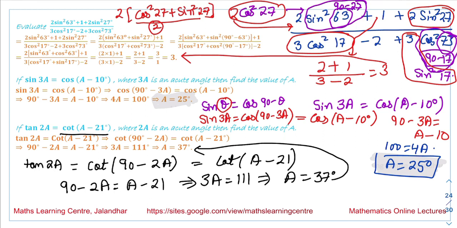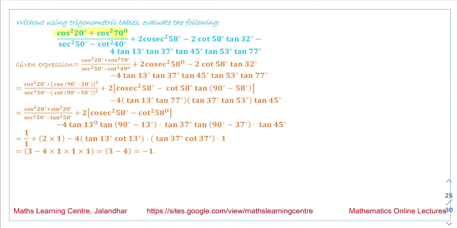Next is, without using trigonometric tables, we have to evaluate this term. Now if we look at the numerator over here, this first term, this 70 we can write as 90 minus 20. This whole term in the numerator will become sine square 20, and cos square 20 plus sine square 20, this numerator part will become equal to 1.